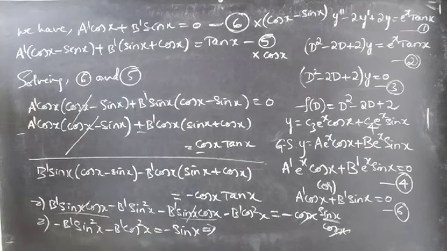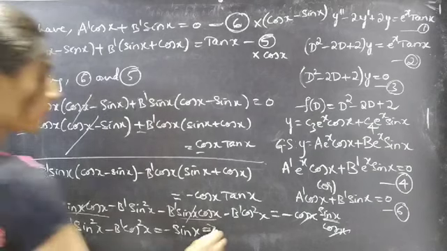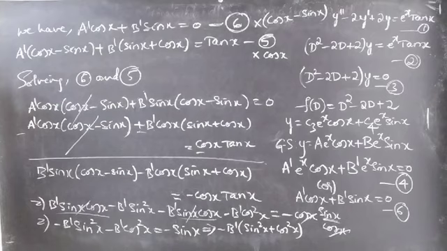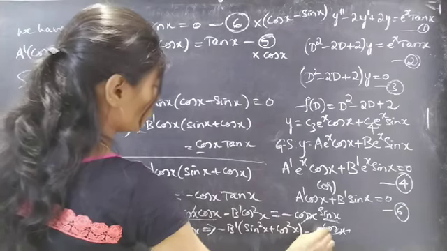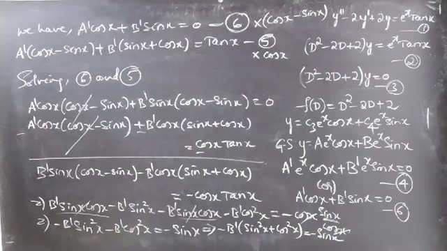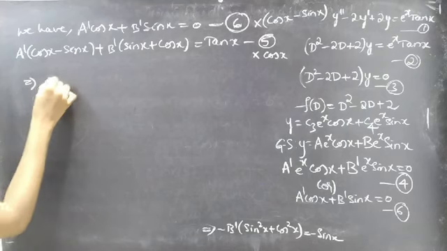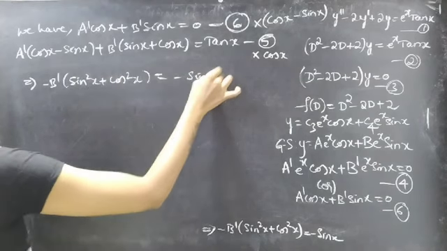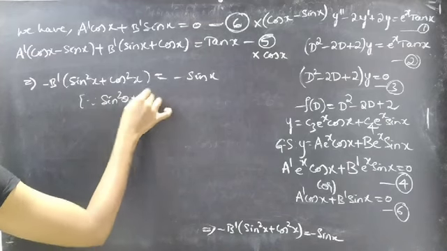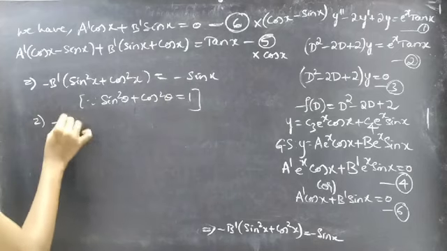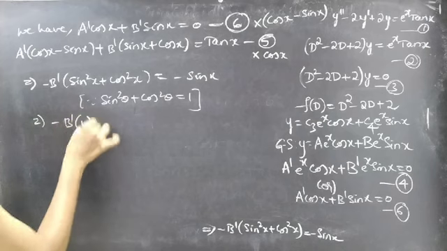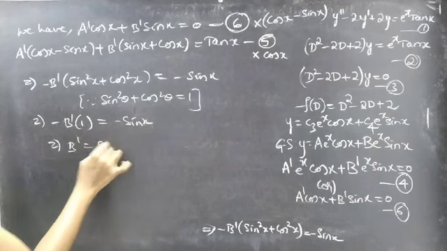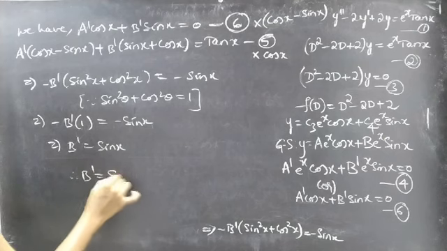Now take minus b dash common from the first two terms of LHS: minus b dash of sin square x plus cos square x equal to minus sin x, right? Since we know that sin square theta plus cos square theta equal to 1, we get sin square x plus cos square x equals 1. So you can replace the term with 1, equal to minus sin x. This gives us b dash equals sin x, right? Therefore, b dash equal to sin x.